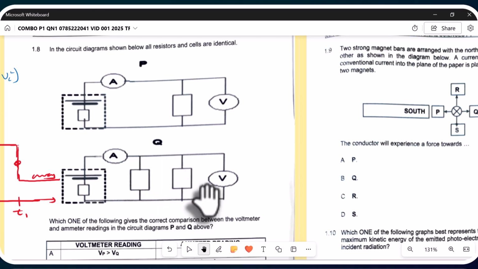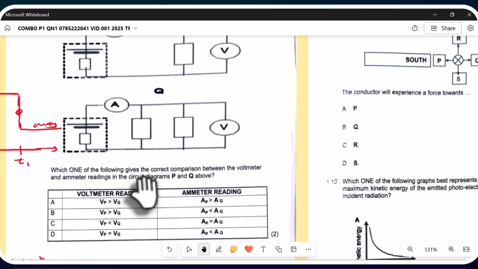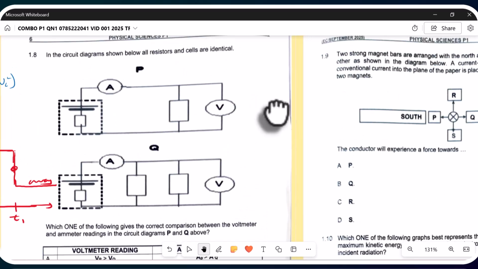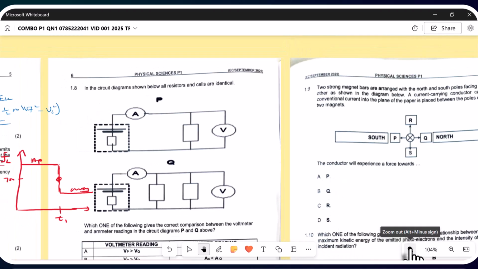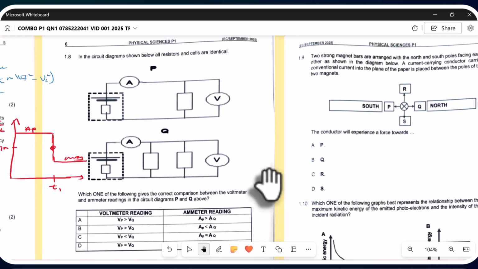So take note of this, guys. They said that they are identical, and so for that matter, the resistors and the cells are identical. So if this one we have got 12 here, it's going to be 12 for this one as well. So I'm going to put my 12 here, same there. They said it's identical. Now note that I only have one cell altogether.